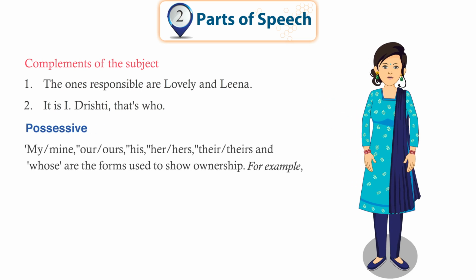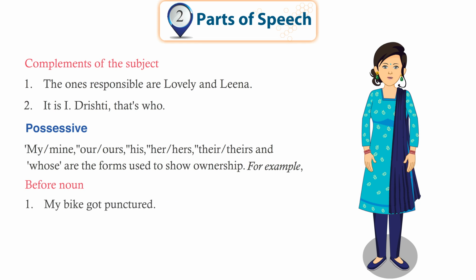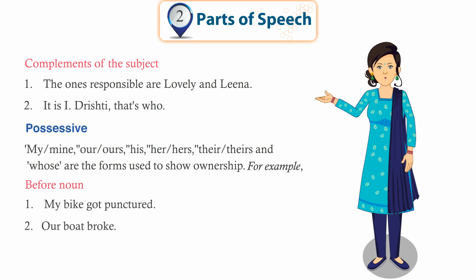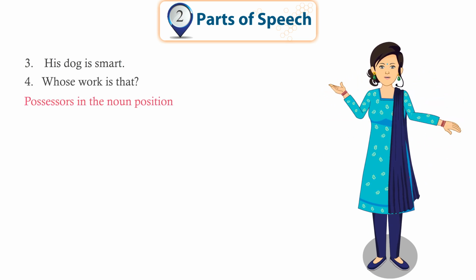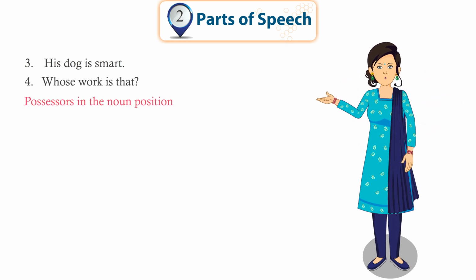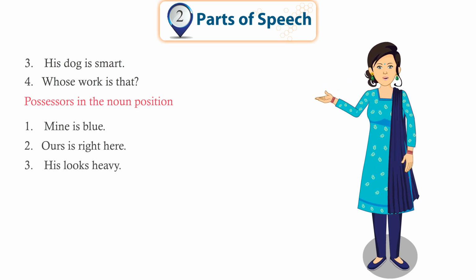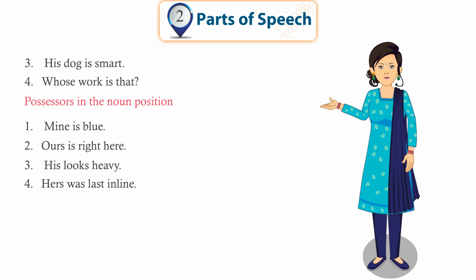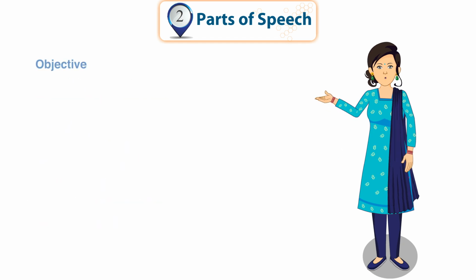Possessive: my, mine, our, ours, his, her, hers, their, theirs, and whose are the forms used to show ownership. For example, before a noun: My bike is punctured. Our boat broke. His dog is smart. Whose work is that? Possessors in the noun position: Mine is blue. Ours is right here. His looks heavy. Hers was the last in line. Theirs sank yesterday. Whose will be chosen?